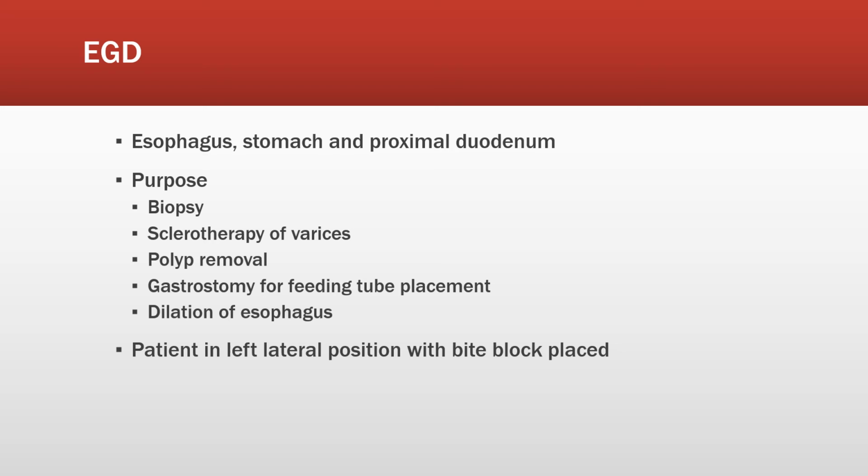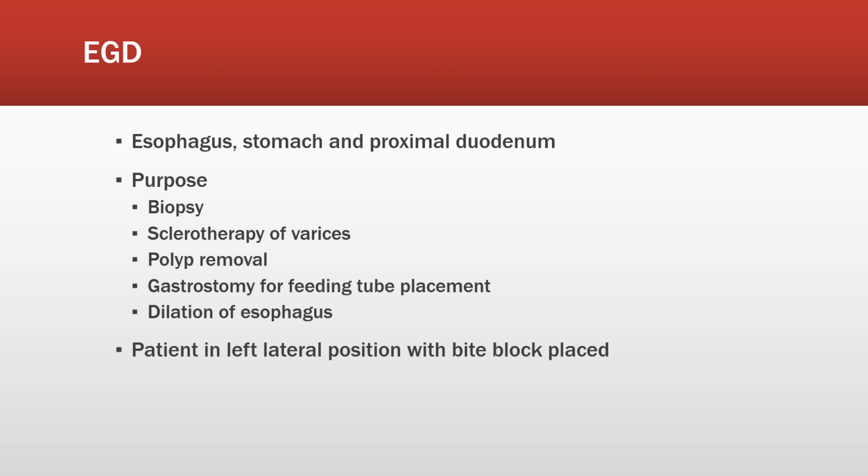So we have an EGD as a type of endoscopy that is done of the esophagus, stomach, and that proximal or top part of the duodenum. Purposes: we may be biopsying, we may be doing sclerotherapy of varices, polyp removal, we may use it to do a gastrostomy for a feeding tube placement, and dilation of the esophagus.